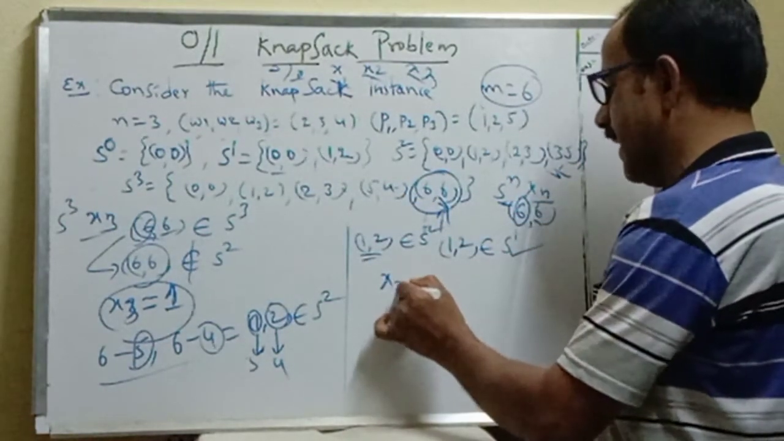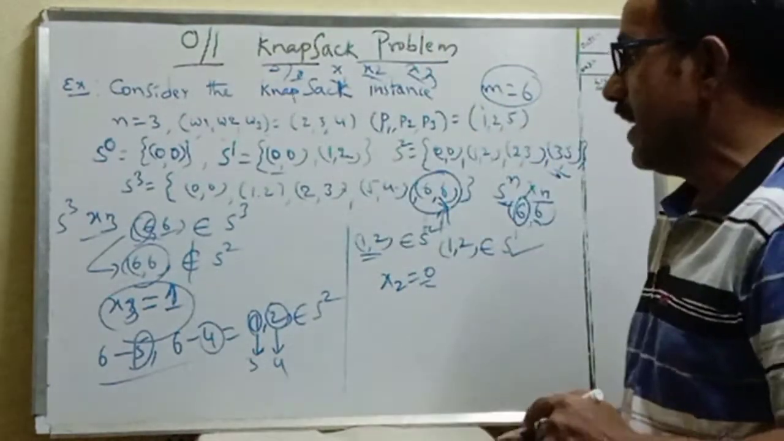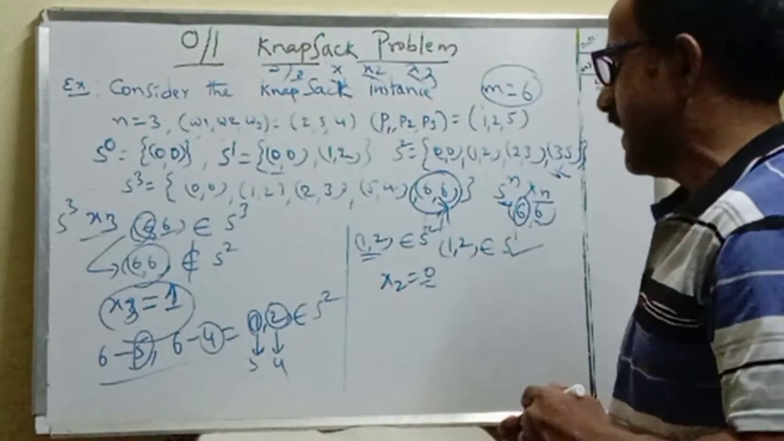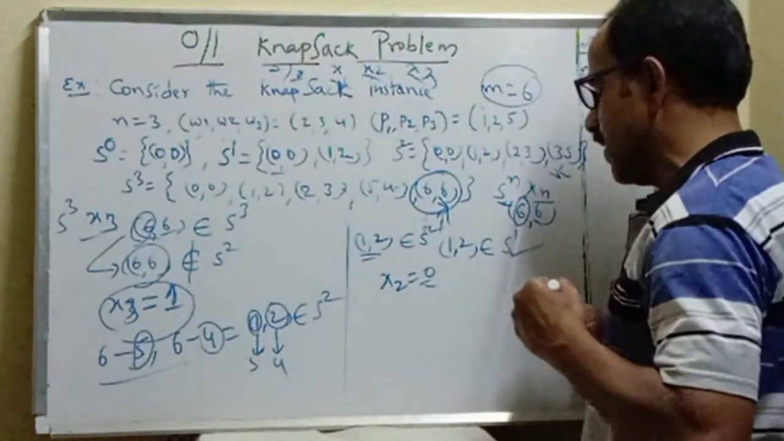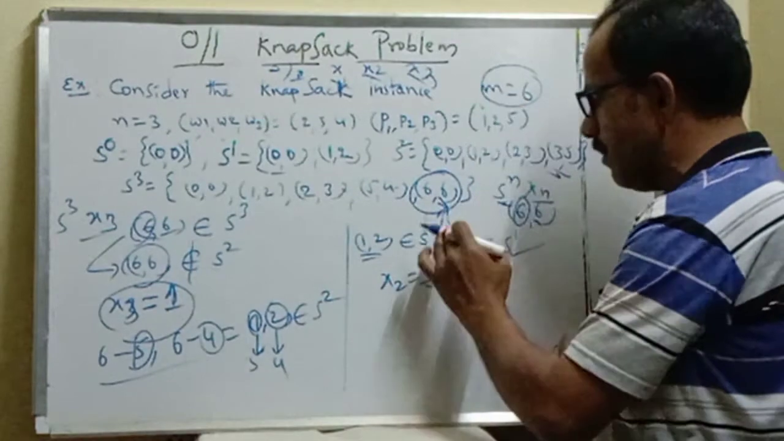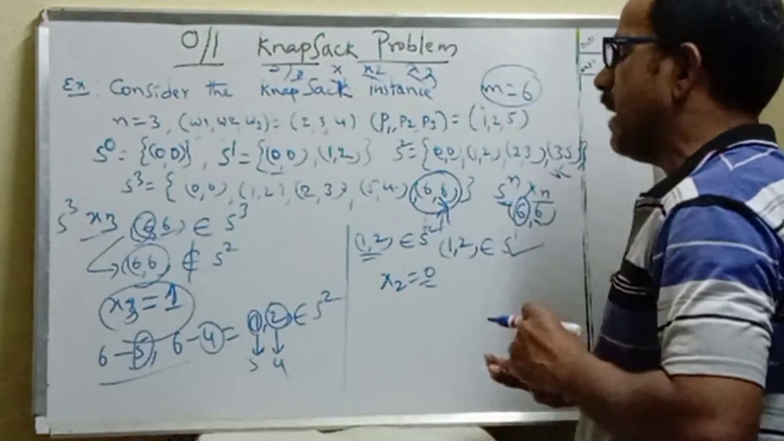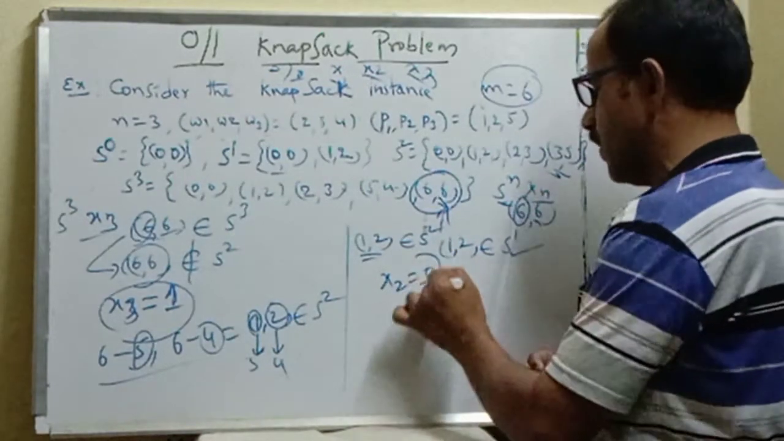Then immediately make X2 as 0. Suppose if the selected pair is already there in the previous set, then make the solution as 0 because we got the same 1 comma 2. 1 comma 2 is there in S2, and the same 1 comma 2 is there in S1. Then no changes happened on S1. That's why we got X2 as 0.